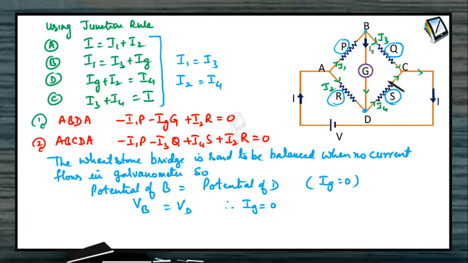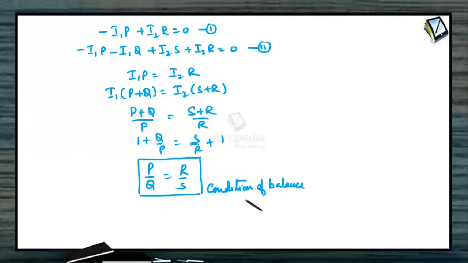So if a network is given, we try to see whether it is satisfying the Wheatstone bridge condition or not, such that P by Q is equal to R by S. And if the Wheatstone bridge condition is satisfied, then immediately we can take P and R in parallel, Q and S in parallel, and add them in series. So Wheatstone bridge condition: potential of point B is equal to potential of point D, current through the galvanometer is 0, and P by Q is equal to R by S.